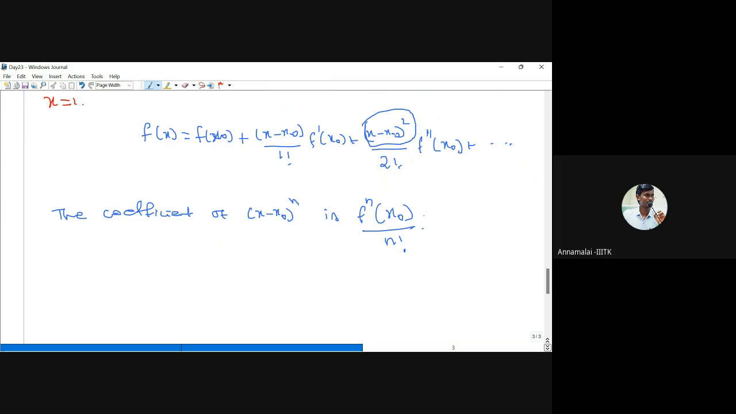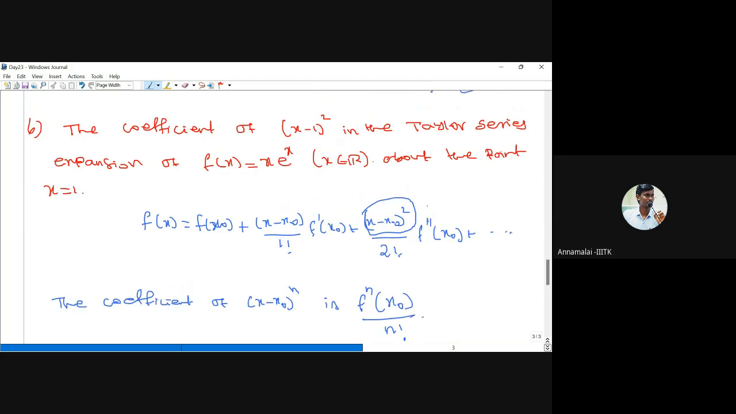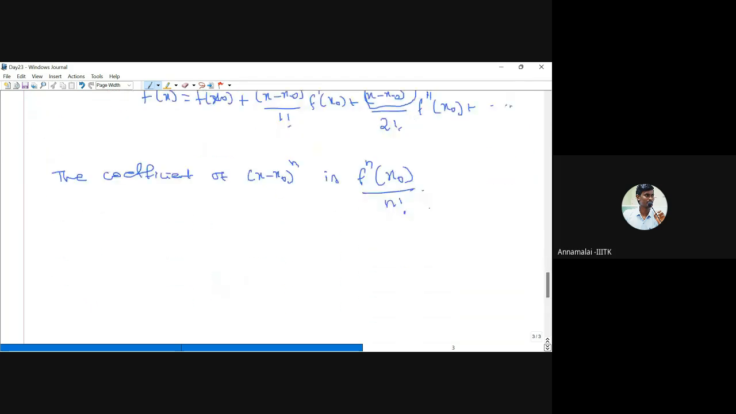Here x naught equal to 1 and n equal to 2, because they are asking what is the coefficient of (x minus 1) whole square. So the answer is the coefficient of (x minus 1) whole square is f second derivative at the point 1 by 2 factorial. But what is f of x? f of x is nothing but x into e power x.